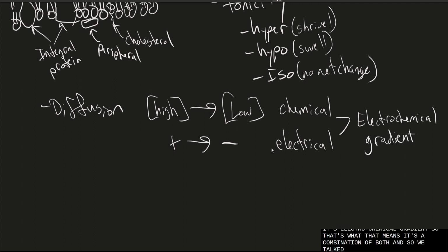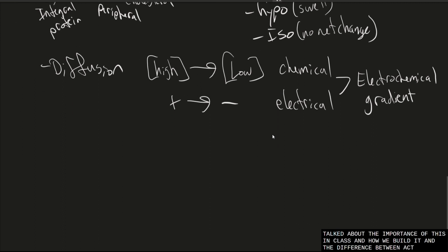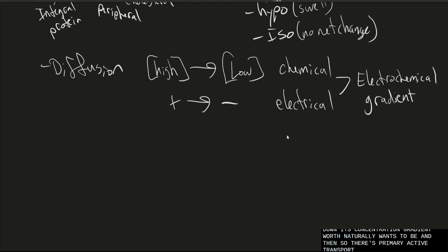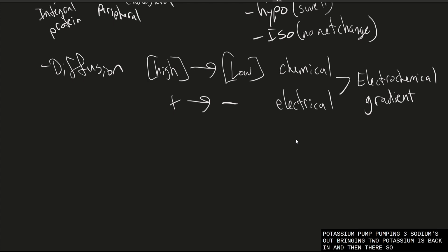And so we talked about the importance of this in class and how we build it, and the difference between active transport, which requires ATP pushing something against its concentration gradient, compared to passive transport where something's moving down its concentration gradient where it naturally wants to be. And then there's primary active transport, that's like the sodium potassium pump, pumping 3 sodiums out, bringing 2 potassiums back in. And then there's something like secondary active transport, which uses that concentration built by primary active transport to bring it and something else in.